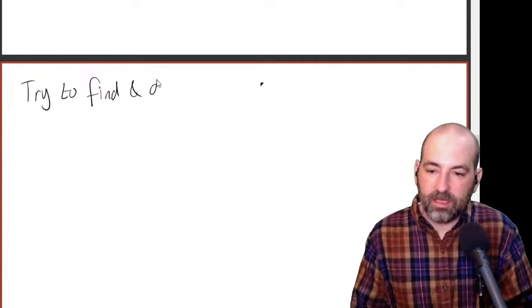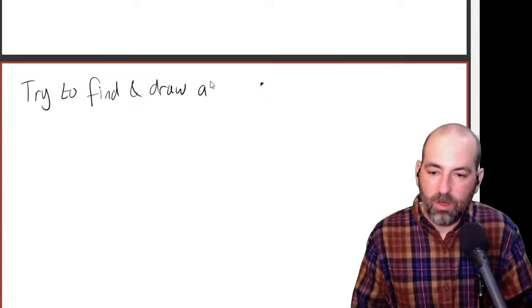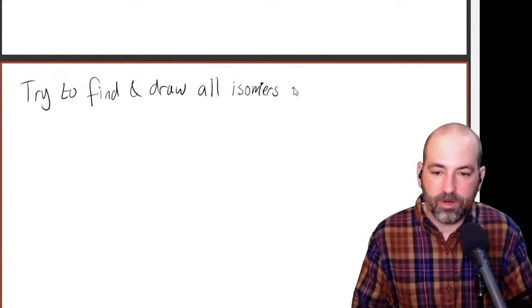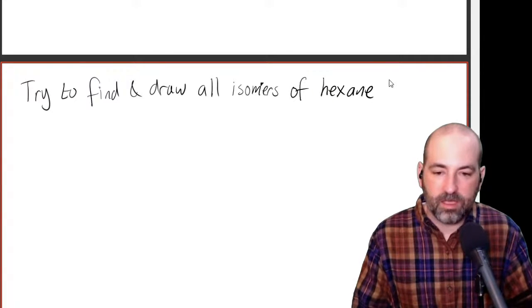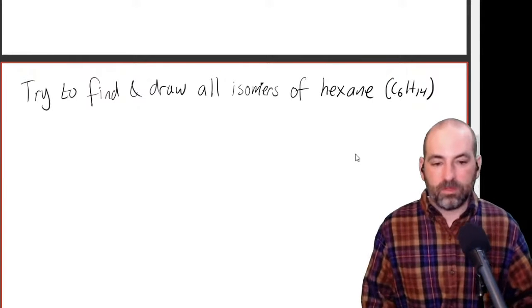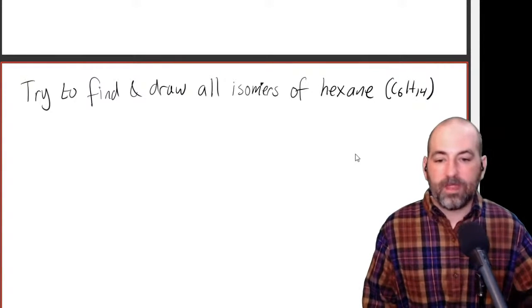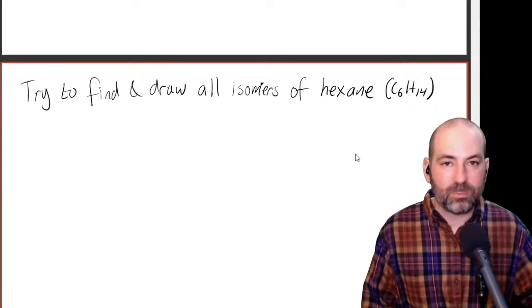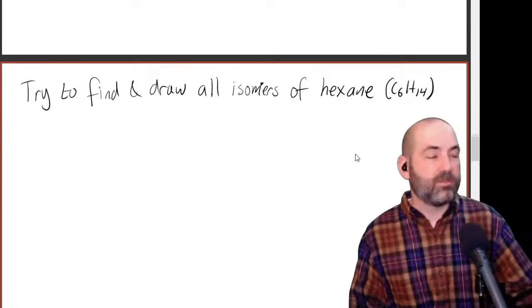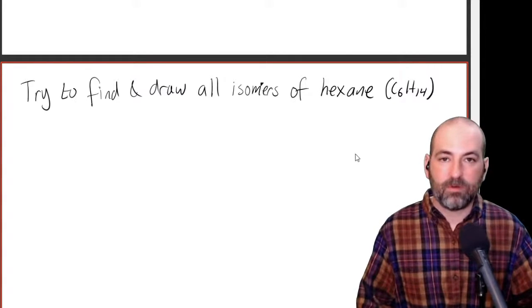try to find and draw all isomers of hexane, which is C6H14. So see if you can find all the different molecules that have the formula C6H14 without looking them up. See how many you can find. I will tell you there are five different ones.